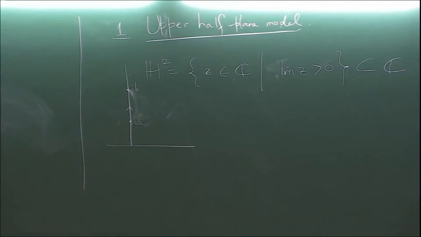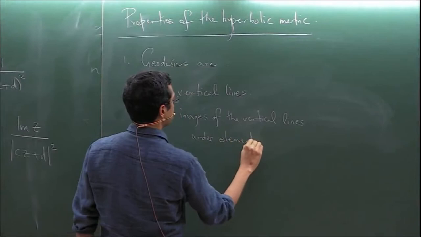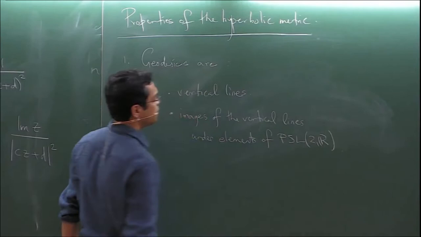What else? Well, we've seen that these linear fractional transformations are maps that preserve the metric. They are automorphisms that preserve the metric, and they're isometries. And the images of these vertical lines under elements of PSL2R, or these fractional linear transformations preserving the upper half plane, would also be geodesics.